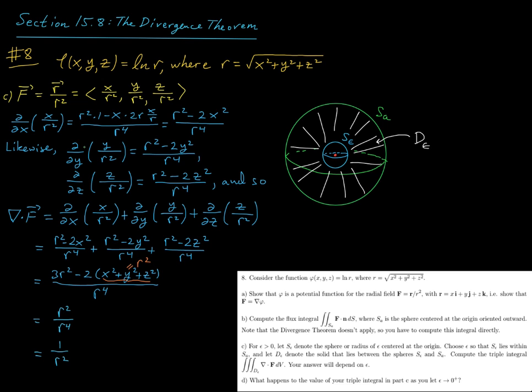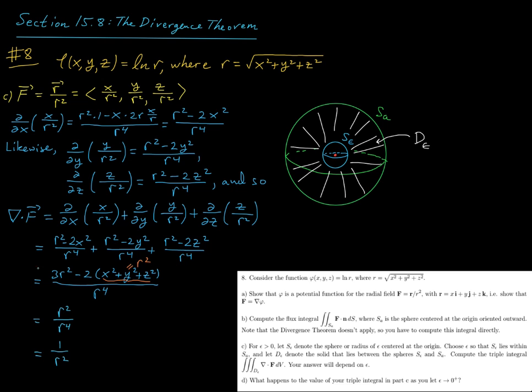Now likewise, the y derivative of y over r squared, that's r squared minus 2y squared all over r to the fourth, and the z derivative of z over r squared, that's r squared minus 2z squared all over r to the fourth. And so the divergence of this vector field is the sum of these derivatives. So I get the sum of these expressions here.